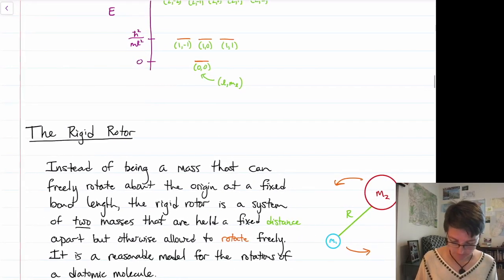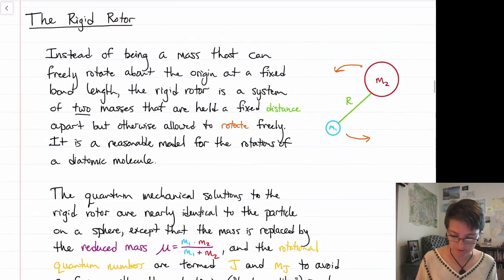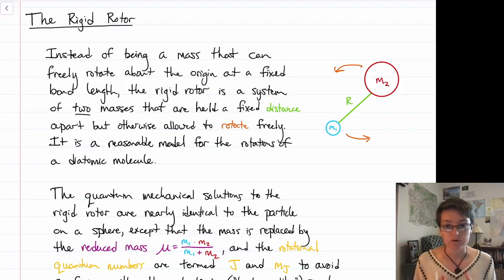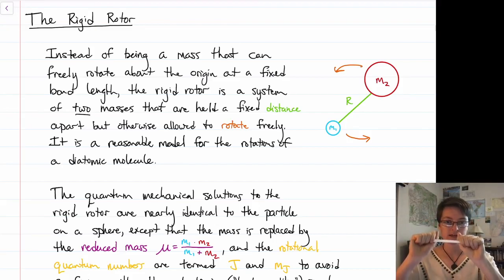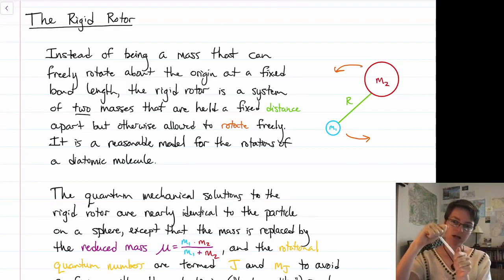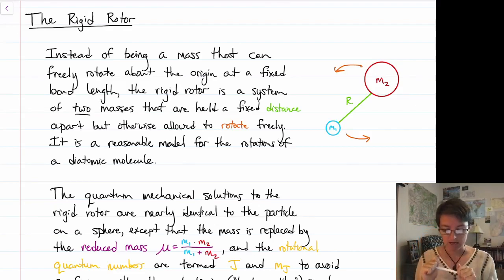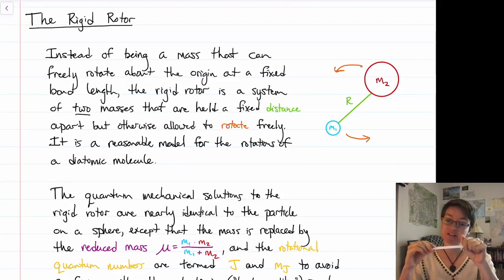With that review, now we can talk about the rigid rotor model. So a rigid rotor is very similar to a particle in a sphere. The only difference is that instead of having one particle attached to an origin at a fixed bond distance, now I have two masses that are free to rotate about this axis, but are not allowed to change their bond length. And so our rigid rotor is a system that has still that fixed value of capital R denoting the distance, but just two masses instead of one.